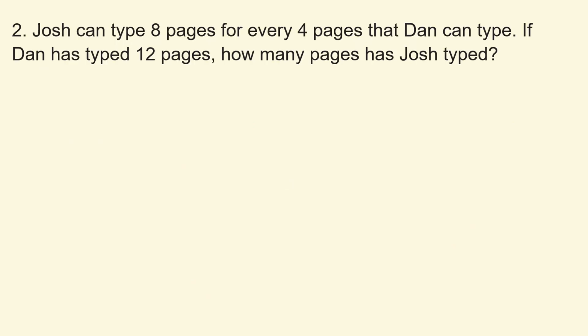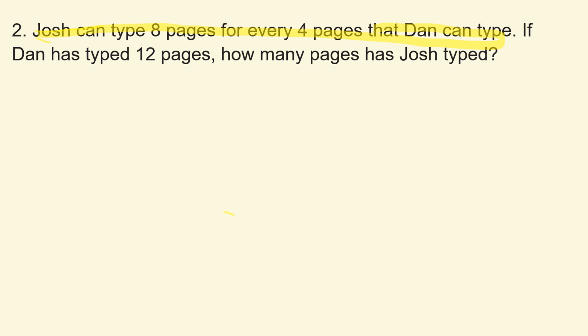So here's our first example with proportions. It says Josh can type 8 pages for every 4 pages that Dan can type. If Dan has typed 12 pages, how many pages has Josh typed? All right, so I want you to just focus on the first sentence to begin with. So just ignore that second sentence. The first sentence here says Josh can type 8 pages for every 4 pages that Dan can type.